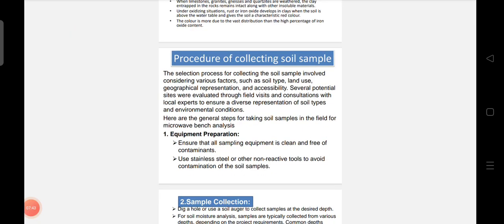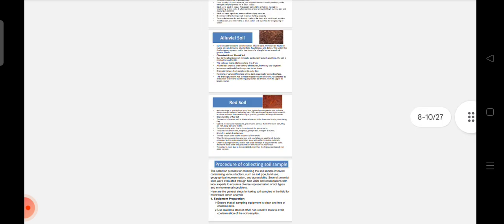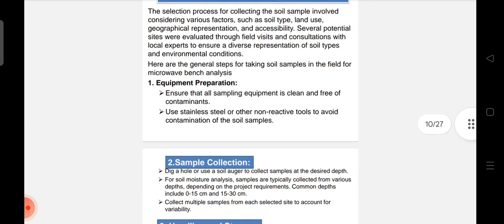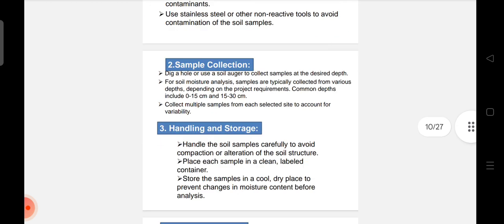So we have to prepare a soil sample. Collection is a basic factor to test the soil. Here you can read. The selection process of collecting soil involves considering various factors such as soil type, land use, geographical representation and accessibility. So we have to find remote areas and first of all mark the sites to collect samples.